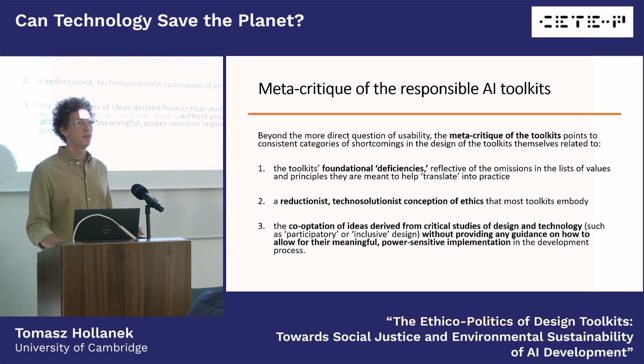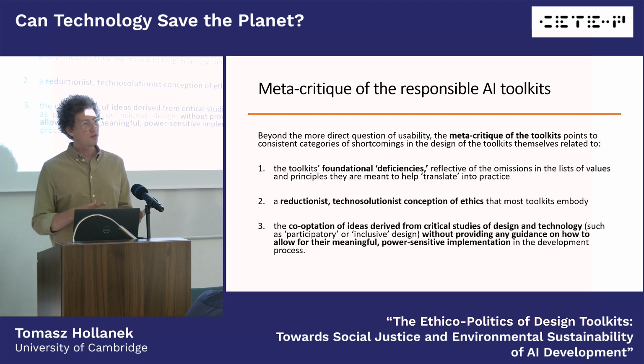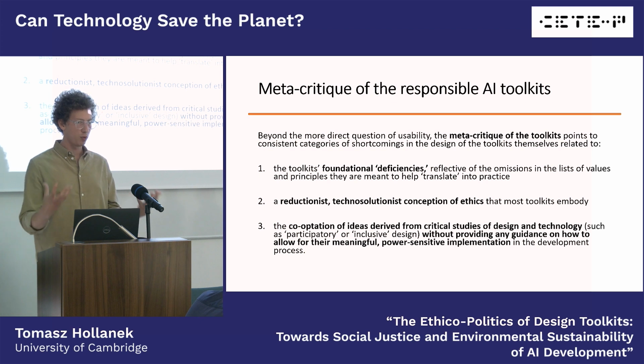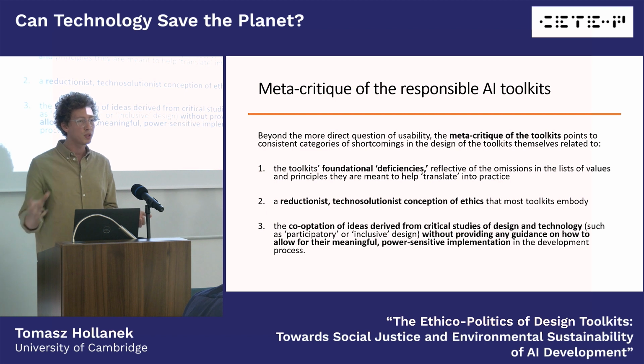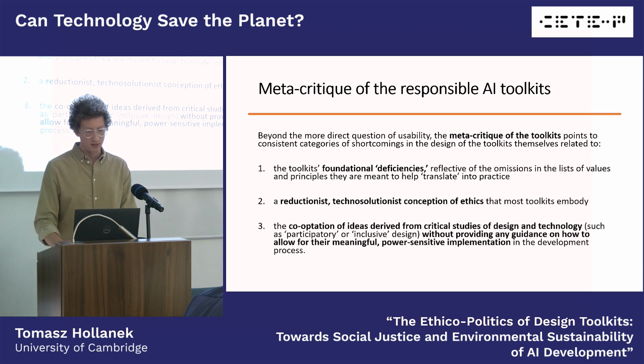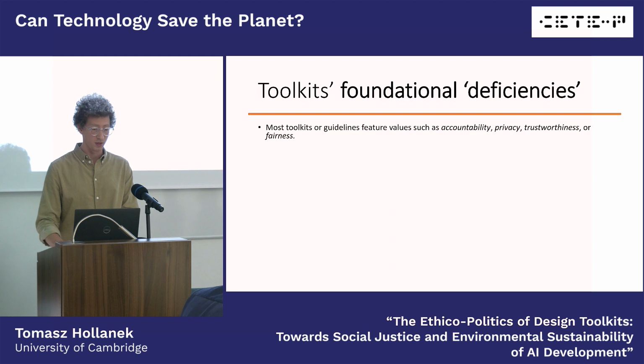And the third one, that I think is actually the most important one in a way, is that these toolkits identify ideas such as justice as an important idea to think about in the design of technologies, but they don't really guide the designers through what this means in practice. So there's this problem of co-optation of these ideas, divorced from their political meaning. I will say a bit more about that in a second as well. So let's start with these foundational deficiencies.